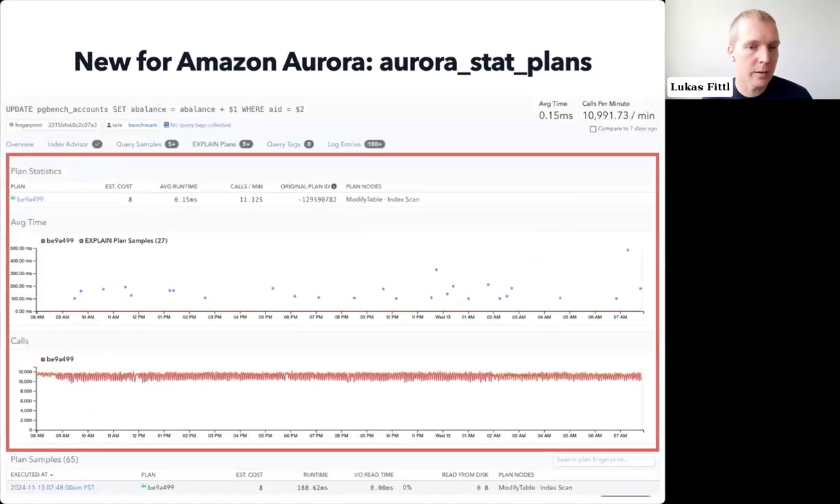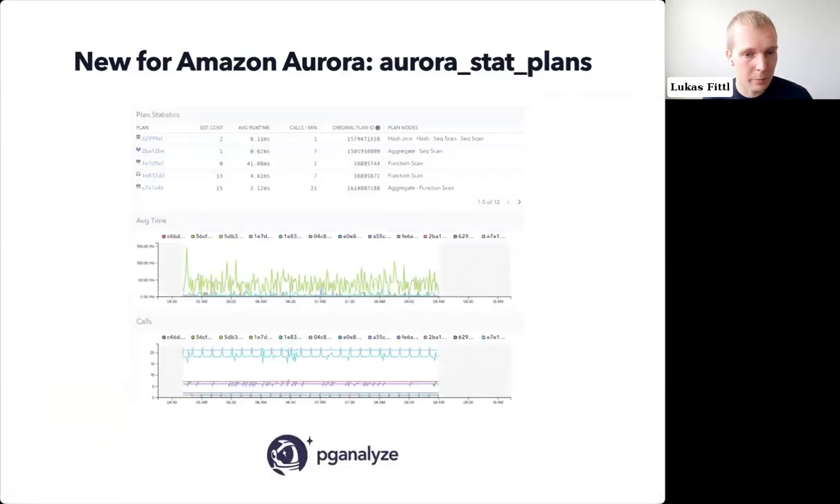And so the new feature that, again, we're going to announce officially next week is that we now have an integration with the new Aurora stat plans functionality. So you can see here, on the plan samples view or the plan statistics view, how this particular plan has behaved over time. Now, this is most interesting when there are different plans. So here, for example, is an extreme example where I have lots of different plans and they all have slightly different runtimes, right? The middle one here, for example, takes 41 milliseconds. The other ones are a lot faster, right?